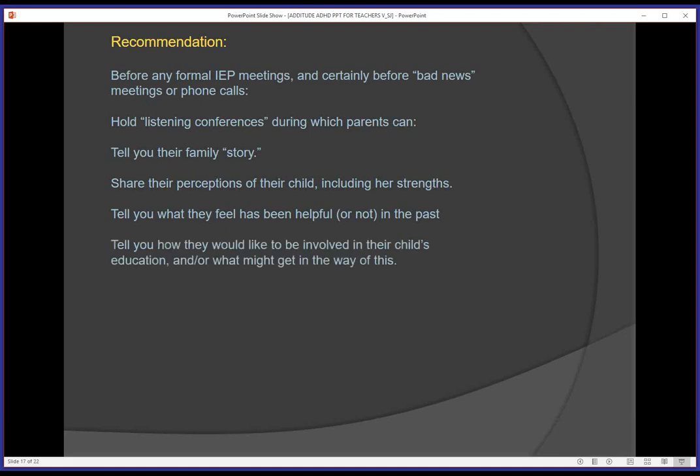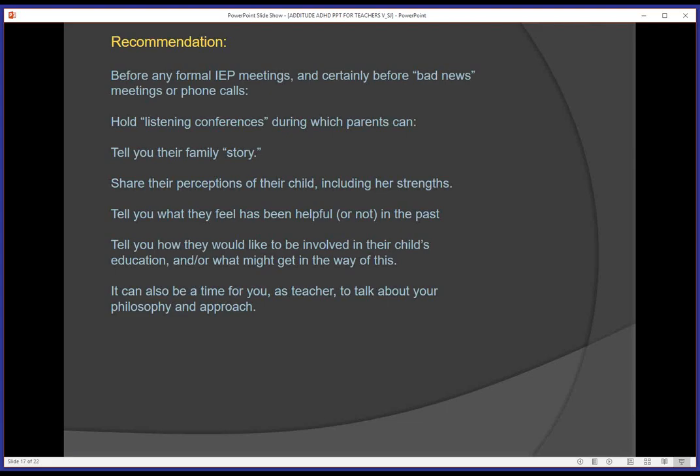This is a time when parents can tell teachers how much or how little they'd like to be involved in their kids' education, or what might get in the way. They may say, I'd really like to be involved a lot, but I'm holding 3 jobs to put food on the table. So understand that I'm a highly involved parent, but I don't have a lot of time to do everything that you might expect me to do.